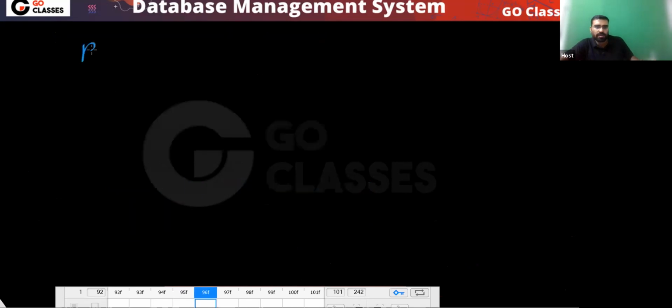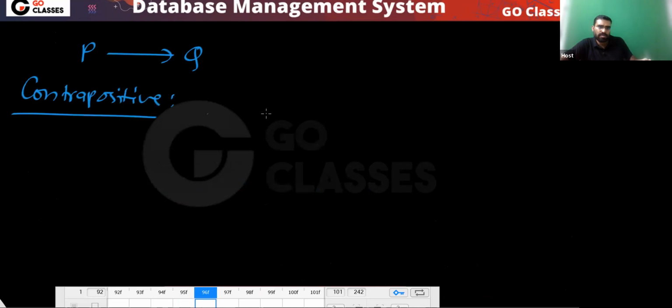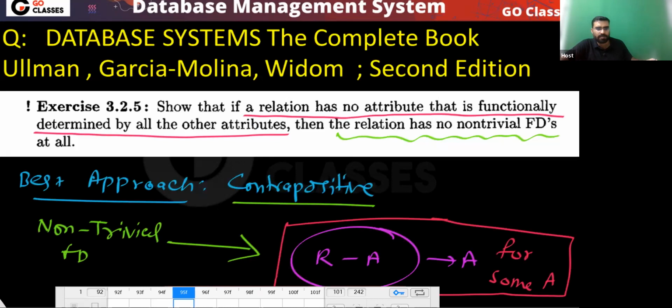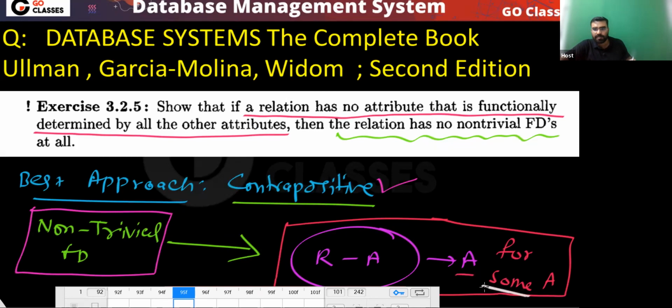You know contrapositive. If P implies Q, then what is the contrapositive? The contrapositive is negation Q implies negation P. So for this question, the best approach is the contrapositive approach. If you assume there is a non-trivial FD, then definitely this will happen: for some A, the remaining attributes will determine A.